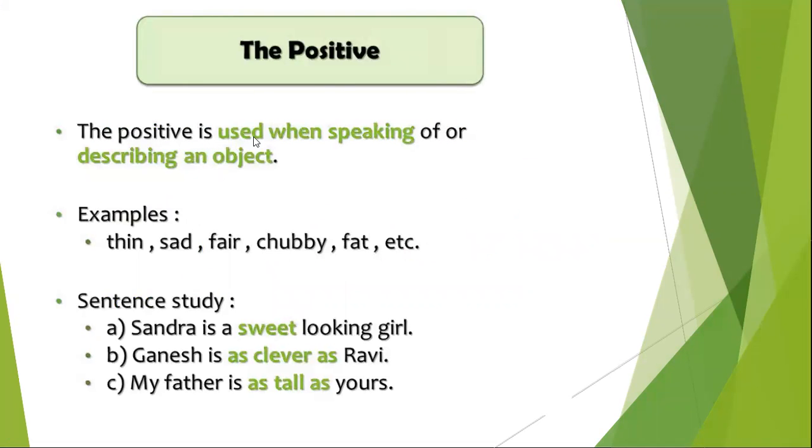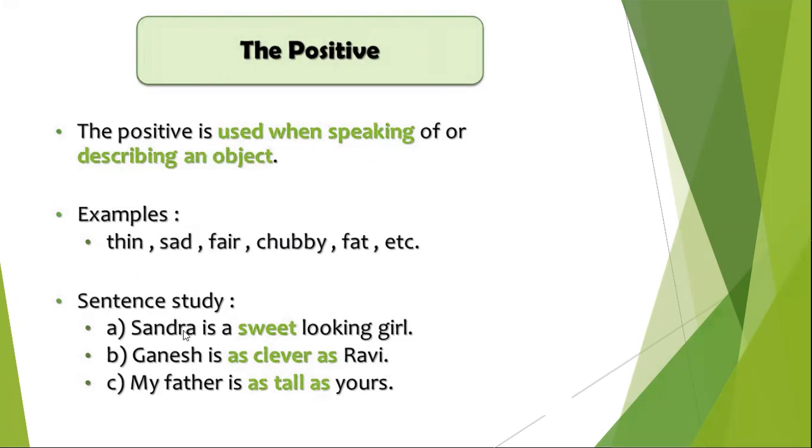The positive is used when speaking of or describing an object. So when we speak or when we describe an object, that is called positive degree. For examples, thin, sad, fair, chubby, fat, etc. These are all adjectives and adverbs. When we speak about a person or describe an object, that is called a positive degree.